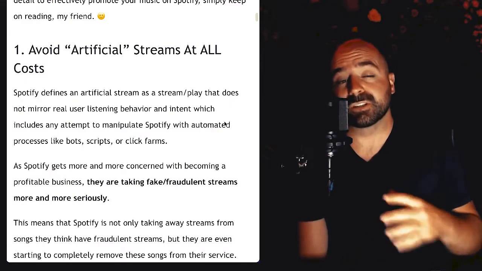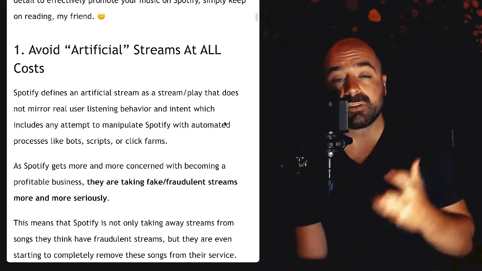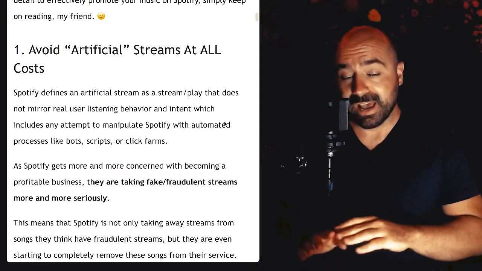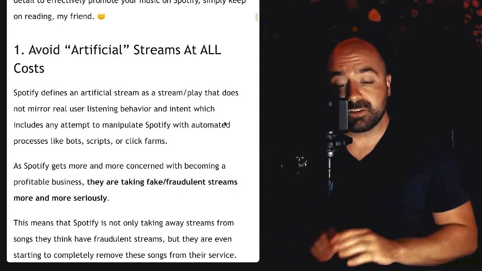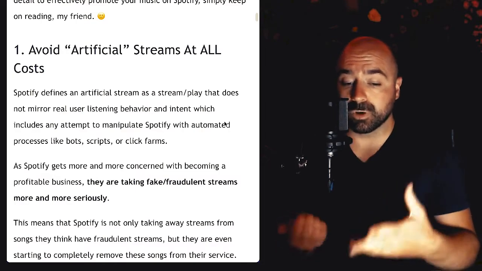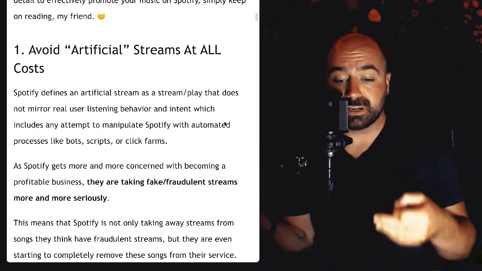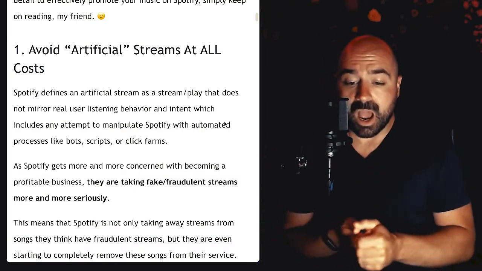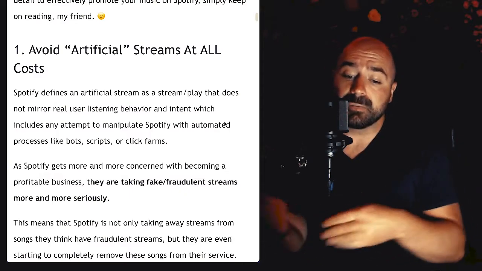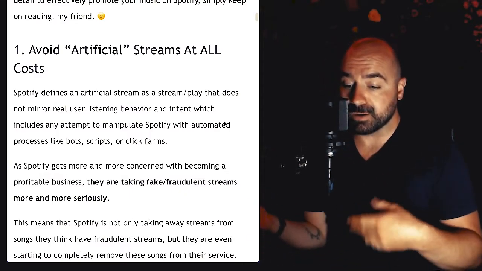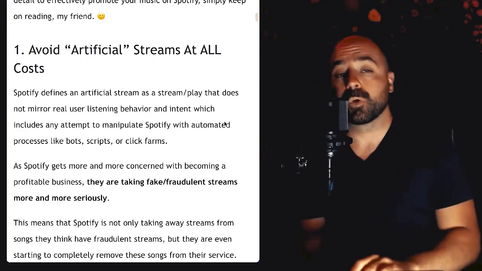So the very first thing that you're going to want to definitely understand is that you're going to want to avoid what are called artificial streams at all costs. Spotify defines an artificial stream as a stream or a play that does not mirror user listening behavior or intent. This basically includes any attempt to manipulate Spotify with automated processes like bots, scripts, or click farms.